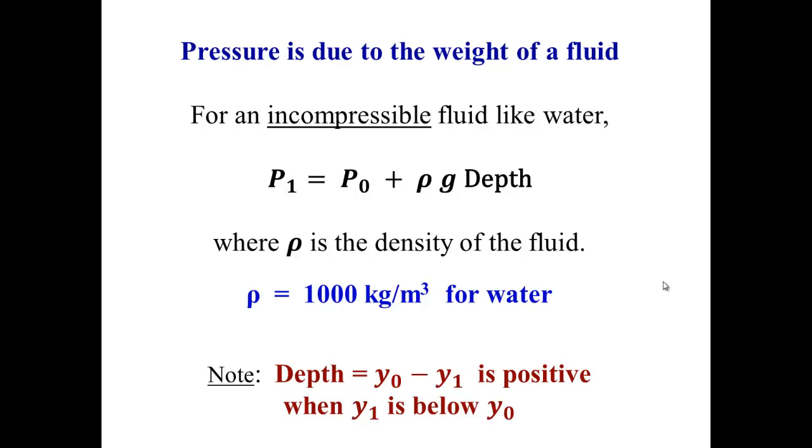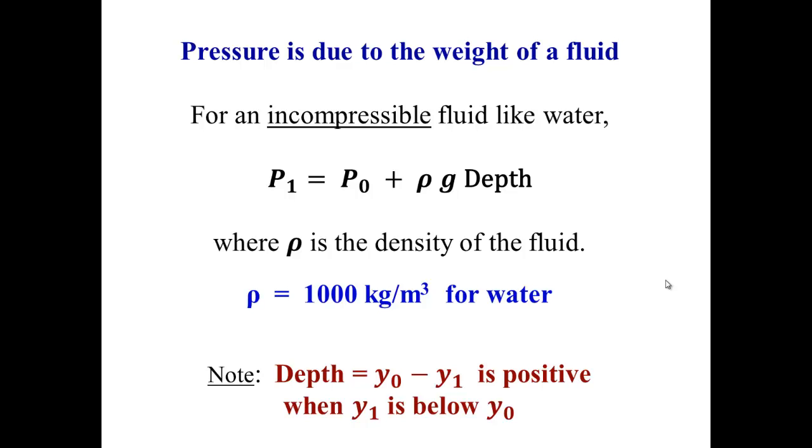Pressure is due to the weight of a fluid. Atmospheric pressure is due to the weight of the atmosphere. For an incompressible fluid like water, the pressure difference is equal to the density of the fluid times the gravitational acceleration g times the depth that you are below the surface of the fluid. Writing this as P1 equals P0 plus rho g depth, that depth is y0 minus y1. Notice the way in which that's defined, so that the depth is a positive number when y1 is below y0.